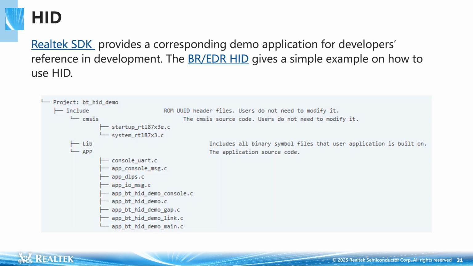SDK provides a corresponding demo application for developers' reference in development. The EDR HID gives a simple example on how to use HID. The image describes the file structure of the demo project. For information on handling HID API and callback messages, you can refer to the app BT HID demo file.